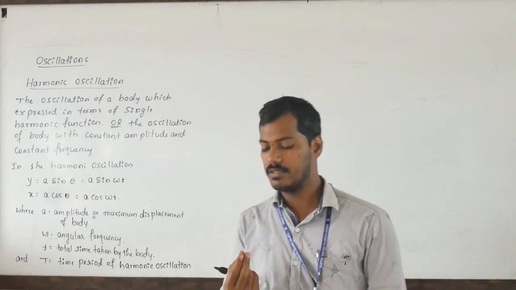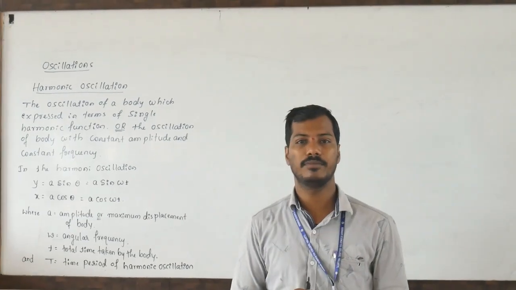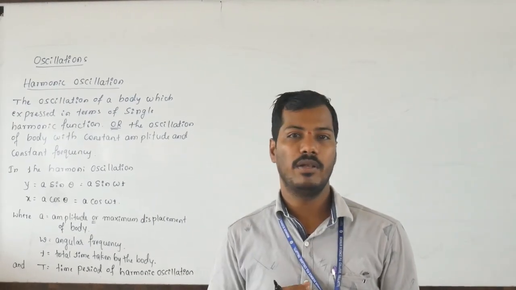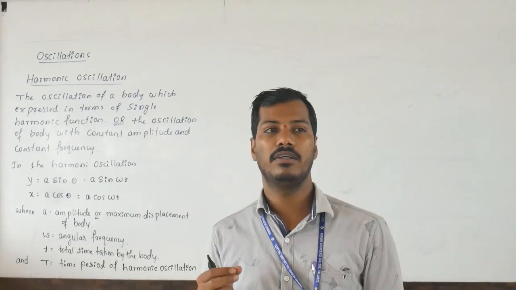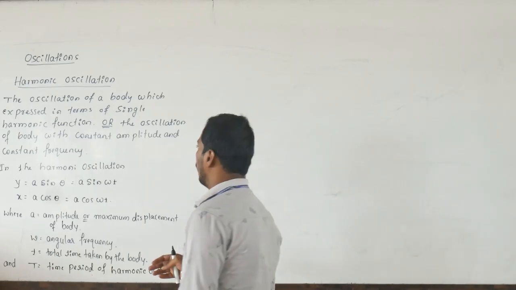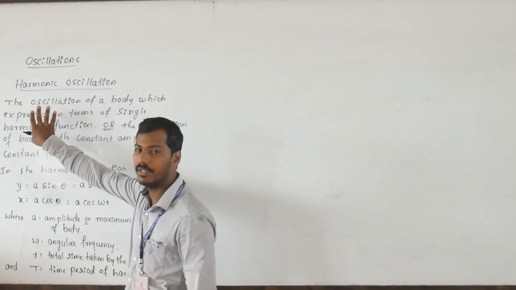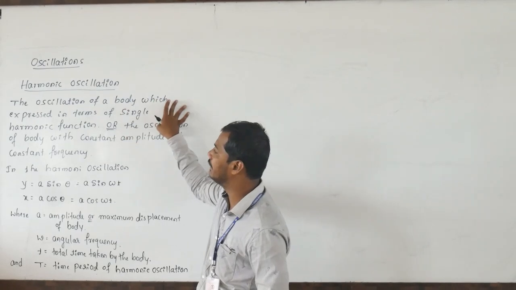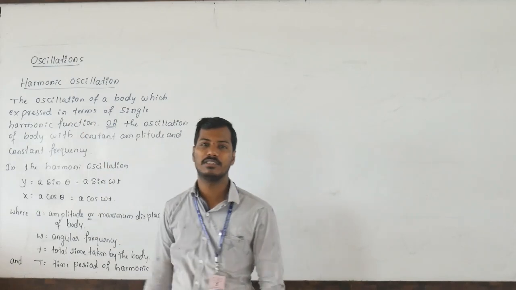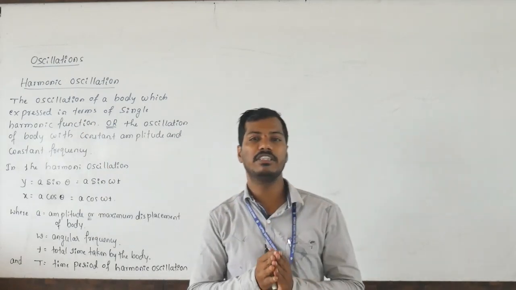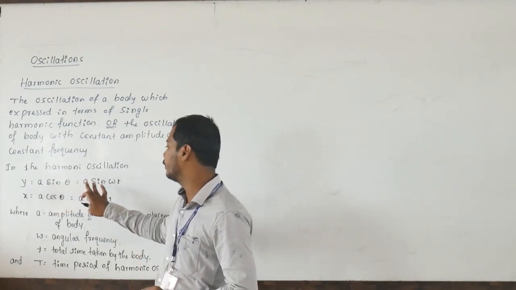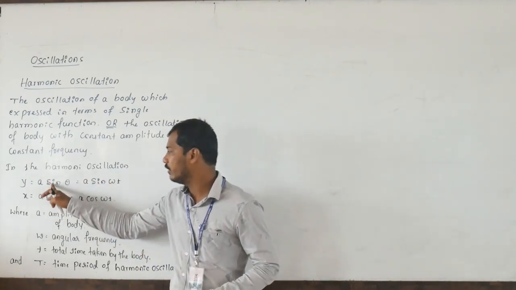In yesterday's class, we discussed the harmonic oscillator. The harmonic oscillator means a body oscillating with a constant frequency and constant amplitude. Or harmonic oscillation is nothing but the oscillation of a body which is expressed in terms of single harmonic functions. Those single harmonic functions are nothing but the sine function or the cosine function.